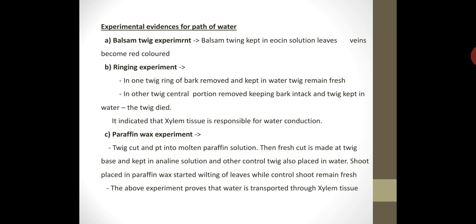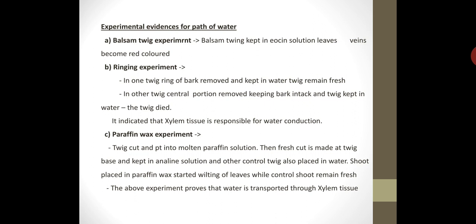To solve this problem, many plant physiologists put forth many views to explain the path of the water. The first experiment is called the balsam twig experiment. In this experiment, a balsam plant, which during the rainy season grows very vigorously in the hilly areas, is used. This balsam twig has pink colored twigs, leaves, etc. These twigs were taken for this experiment, and that is called the balsam twig experiment.